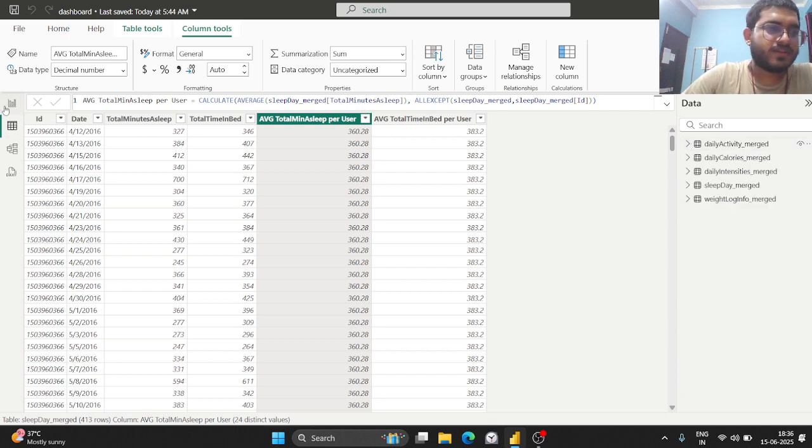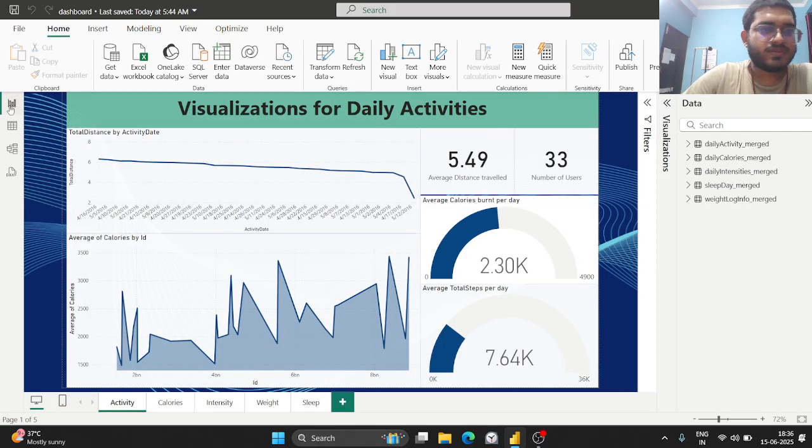Okay, so let's quickly look at our dashboards. So these are the visuals for our daily activities. We see we have 33 users who contributed to this data set. The average distance traveled was 5.49 kilometers, and then we have the average calories burned per day. The minimum was 0 and the maximum was 4900, and the average was 2.3k.